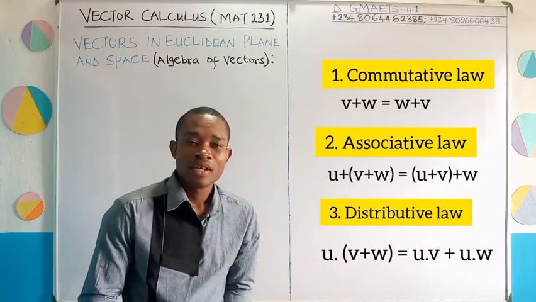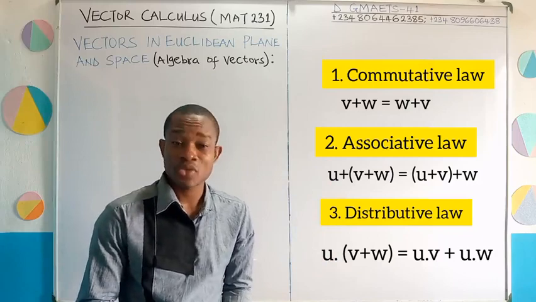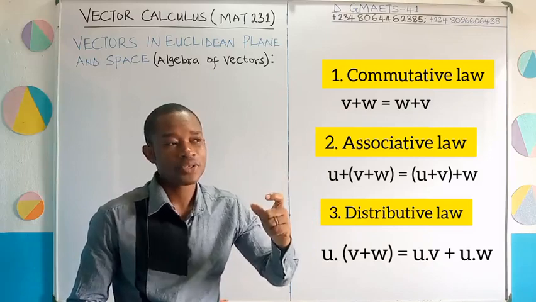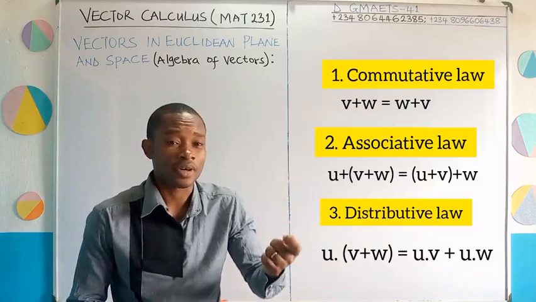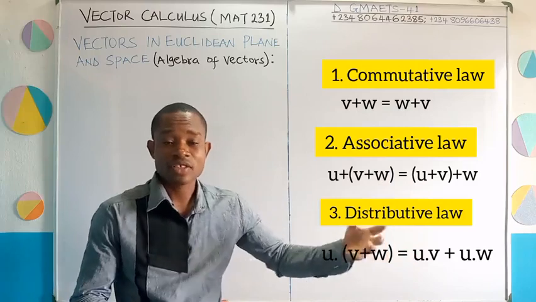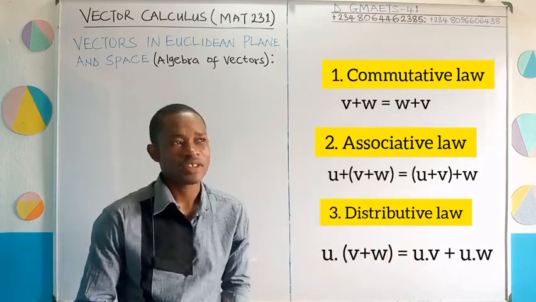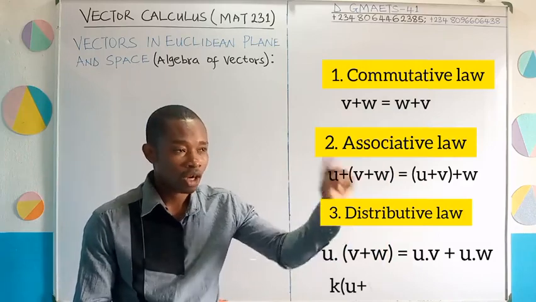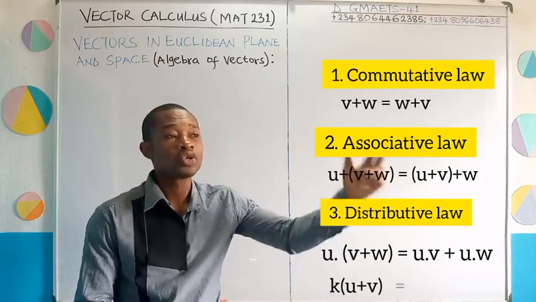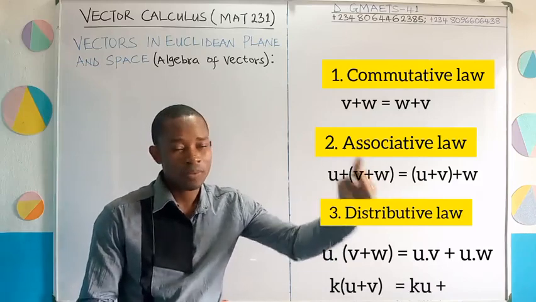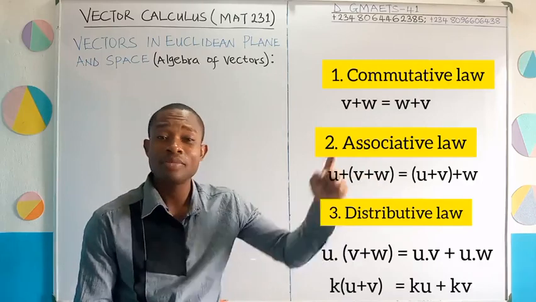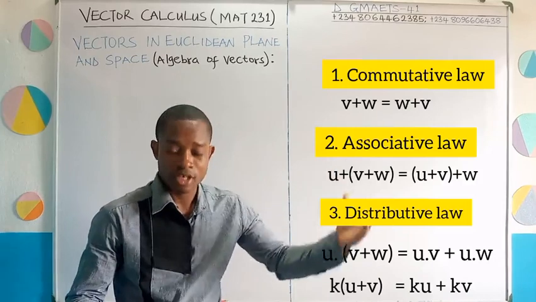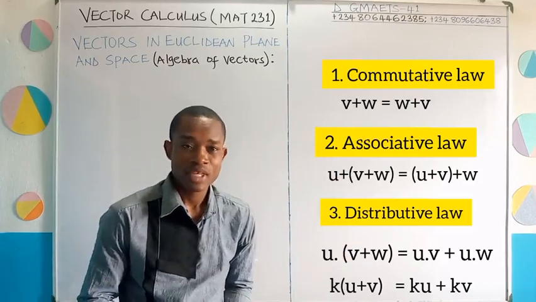Is that okay? Then again, we are going to consider another form of distributive law whereby we shall use a scalar, which is a number, to multiply vectors that are either being added or subtracted. For example, if I give you k, open bracket, u plus v, close your bracket, that is simply equal to k times u plus k times v. So you see that we've been able to distribute a scalar k over u and v.